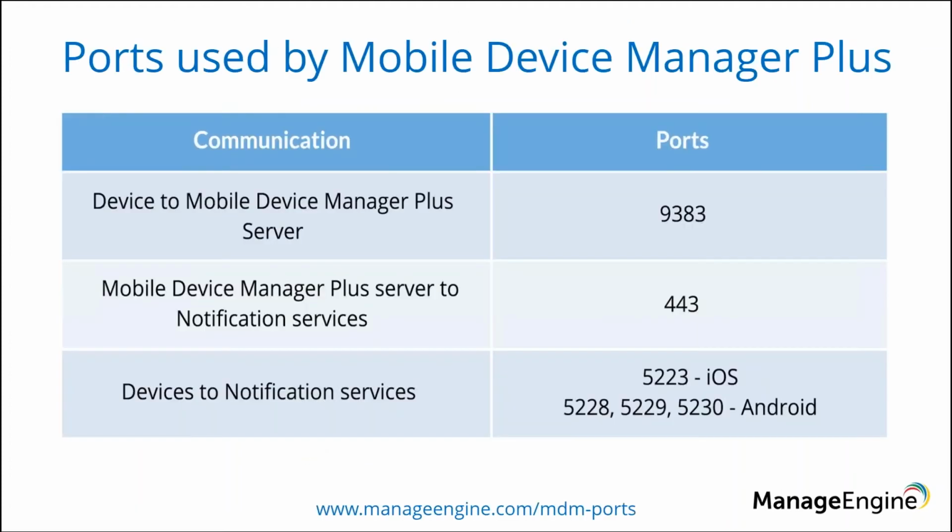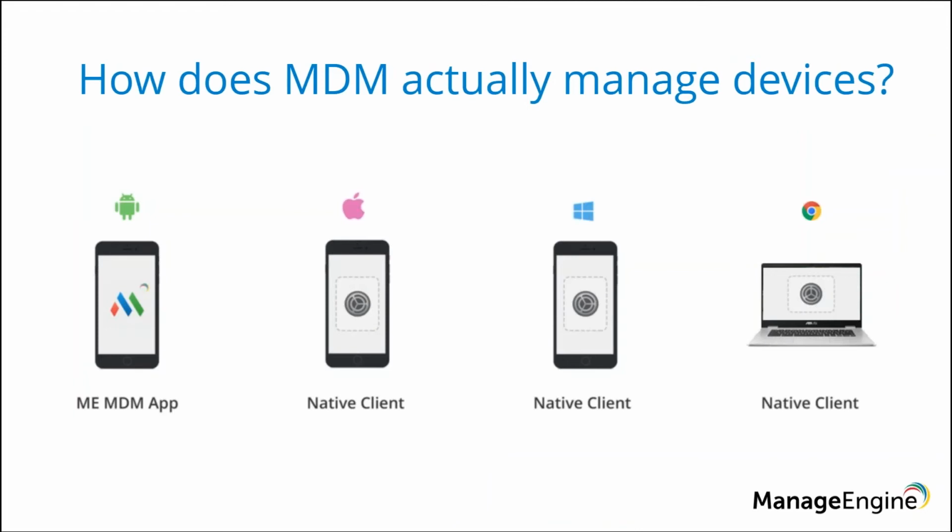Now for the ports used by Mobile Device Manager Plus. The main port, in case you are going for an on-premise solution, would be the port 9383. So 9383 would be the port that you guys would be using, wherein the mobile devices would reach the Mobile Device Manager Plus service. And if you're a cloud-based solution, then just the 443, the regular HTTPS port, should be opened on your network.